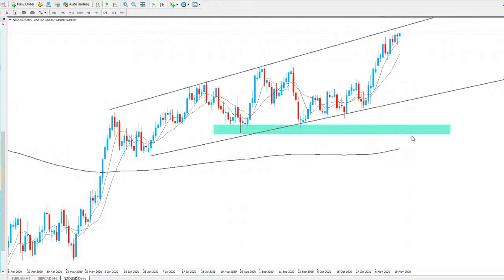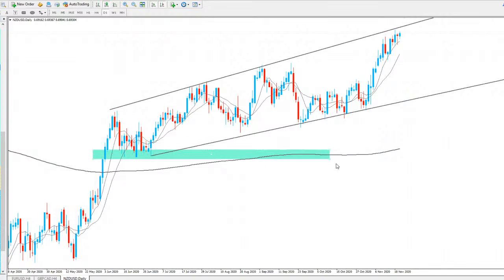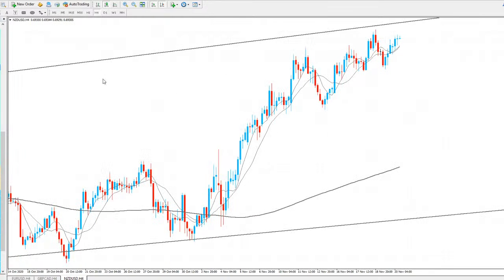There's some support here, price might want to go test. Of course, you've got the support all the way down there, and of course you've got the 200 moving average not too far away as well on the daily time frame. So again, a lot of downside potential for NZD USD, and only looking for shorts at this moment in time.